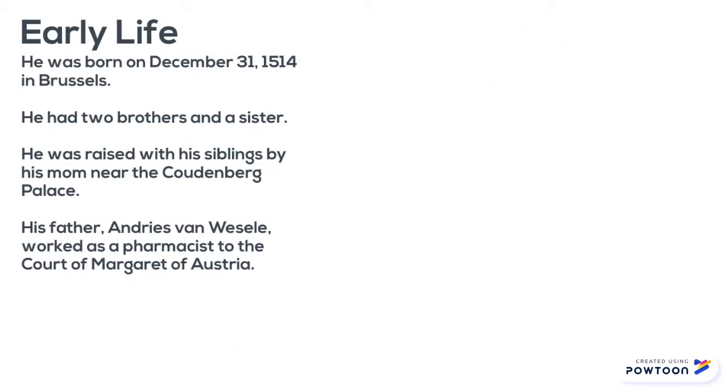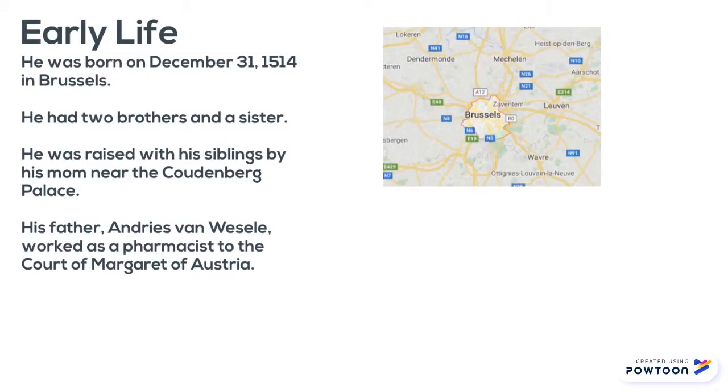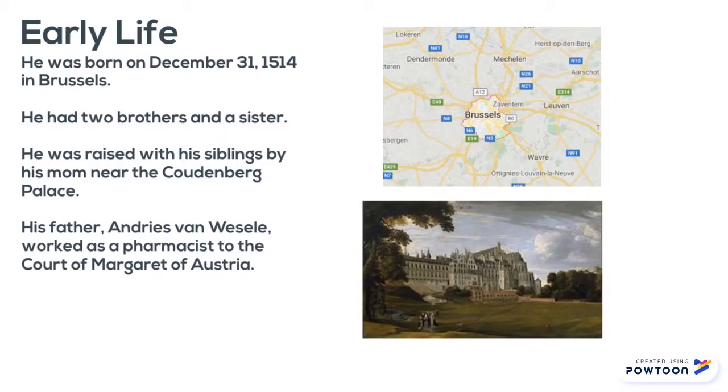Andreas Vesalius was born December 31st, 1514 in Brussels, which is now the capital of Belgium. His mom raised him, his two brothers, and his sister near the Koudenberg Palace, which was convenient for the family since Andreas von Wiesel, Andreas' father, worked as a pharmacist to the court of Margaret of Austria.